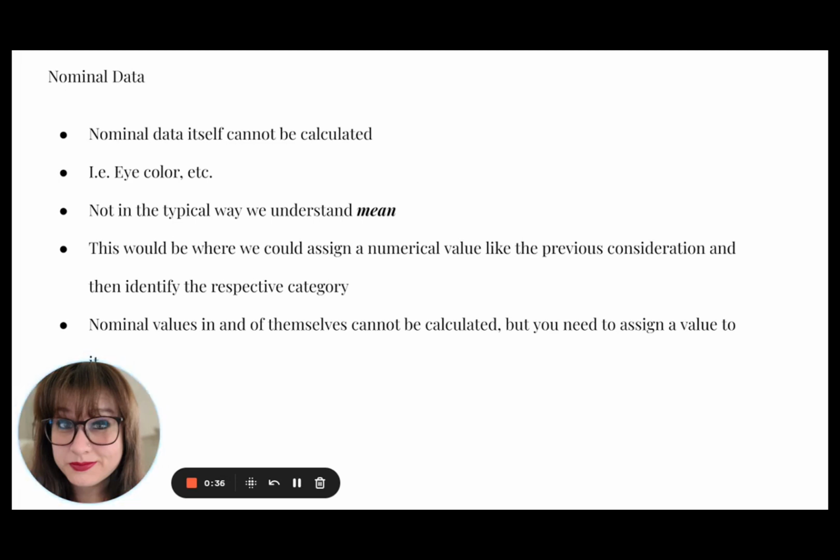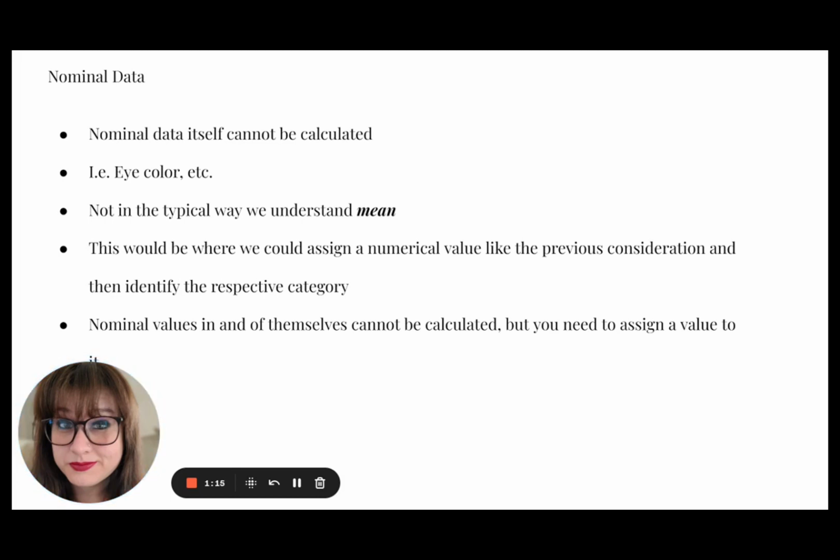So nominal data itself can't be calculated with a mean. When I say nominal data, I don't necessarily mean it in terms of hours worked and such. I mean nominal data specifically in terms of gender and eye color, and even major. And so you're not going to have a mean calculation in the same way. You will have the percentage breakdown, which is calculated similar to the mean, but it's not the mean in the typical way.